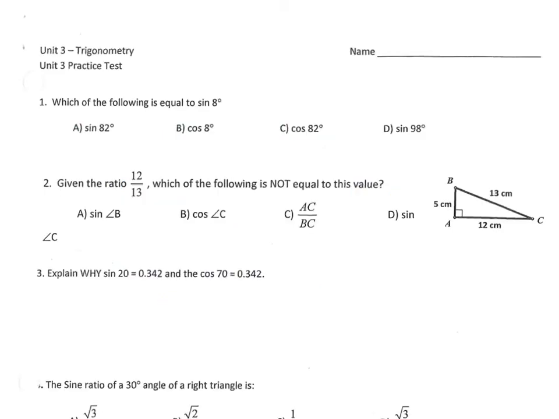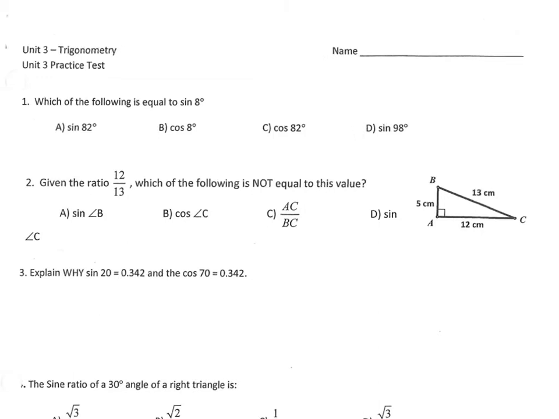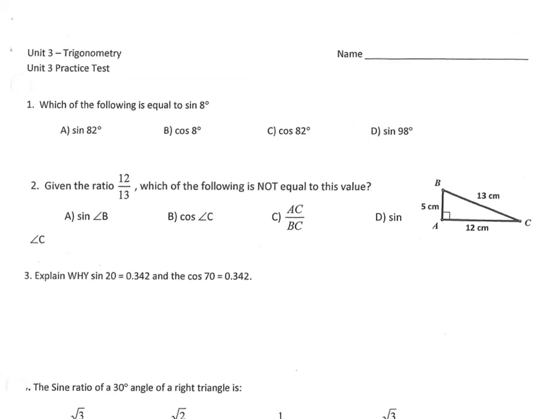First one, which of the following is equal to the sine of 8? That would be the cosine of 82. I know that because both of them have to add up to 90. So since 8 plus 82 equals 90, then sine and cosine are complements.